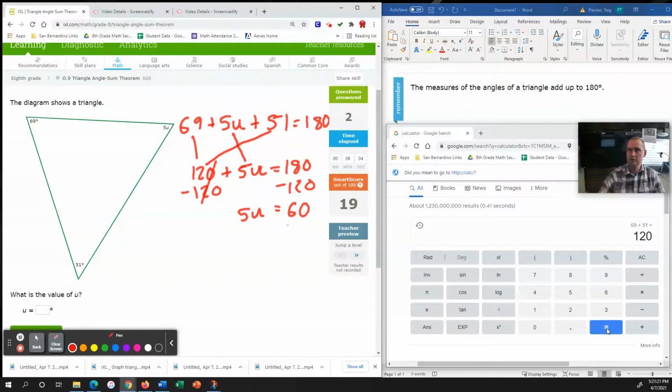So 5 times what gives you 60? That's right, it should be 12. Now double check. 60 divided by 5 is 12. If you got to check, you got to check. So divide by 5, u equals 12. All right, what's the value of u? 12. So 12 degrees.